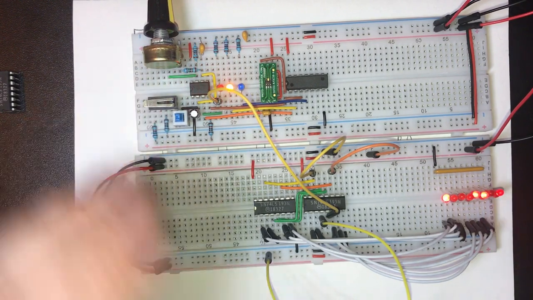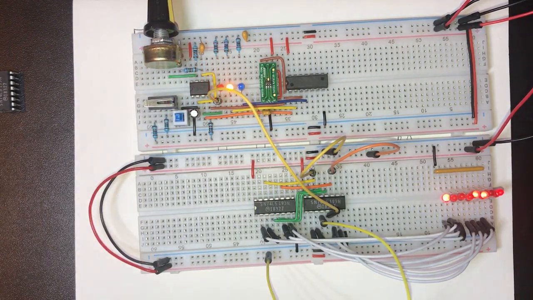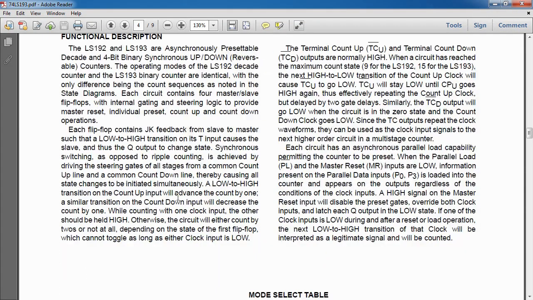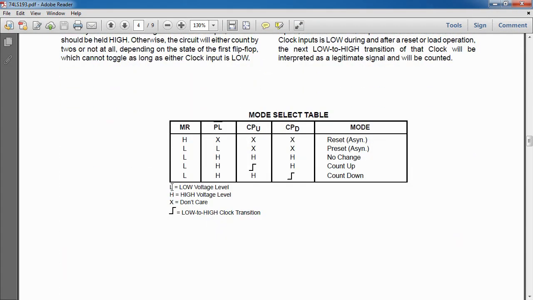Now, on the data sheet, there was a table of expected line use, which always has the other line, whether or not you're using the count up or count down, the other one wants to be high, which is a little bit counterintuitive to me.